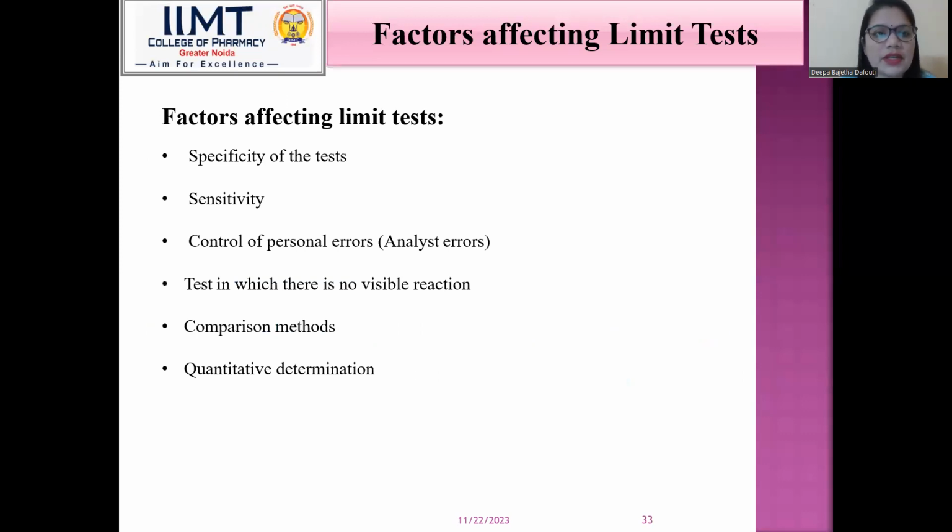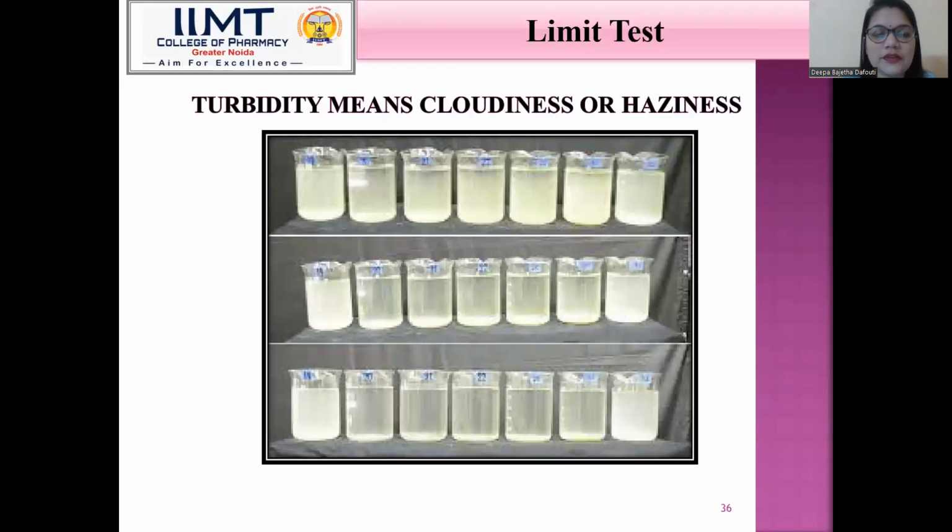Factors affecting limit test are specificity of the test, sensitivity, control of personal errors, tests in which there is no visible reactions, comparison methods, and quantitative determination. These all are the factors affecting limit test. If any impurity is present in the limit test, it will appear as a turbidity. Turbidity means cloudiness or haziness.